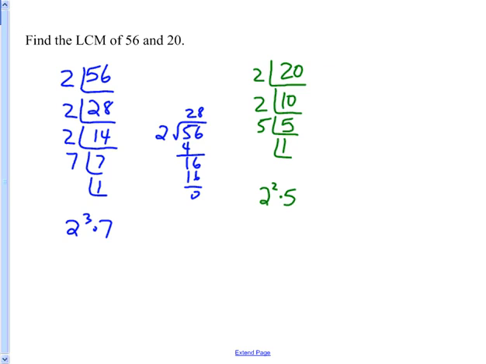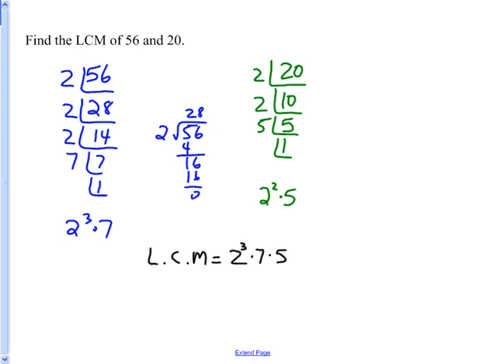And if I look, both contain a 2. 56 contains a 7 as a factor, and 20 contains a 5. And now I need the largest power that is contained in either the first number or the second, or if there were 3, the third number. So if I look at the first one, 56, it's 2 to the third power. This is 2 squared, so I take the larger of those two, 2 cubed. 7 just appears once, so I just keep it 7 to the first, and 5 appears once, so it's 5 to the first.